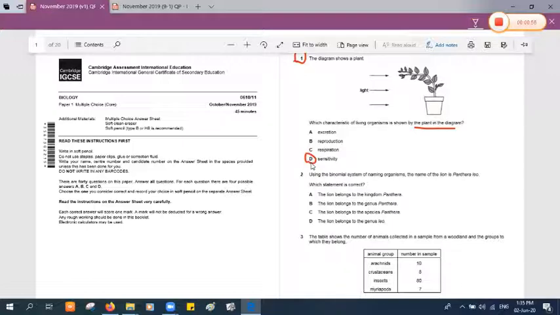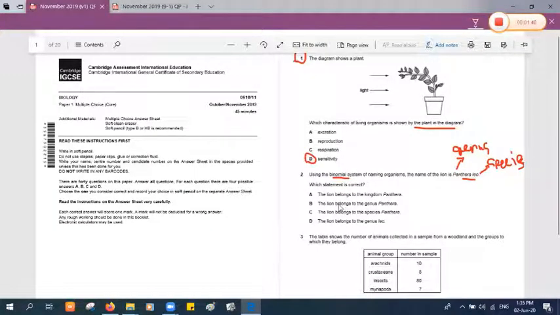Okay, for question number 2. Using the binomial system of naming organisms, the name of the lion is Panthera leo. Let's remember what the binomial system is. The binomial system consists of genus and species. So Panthera leo: Panthera is the genus, leo is the species.